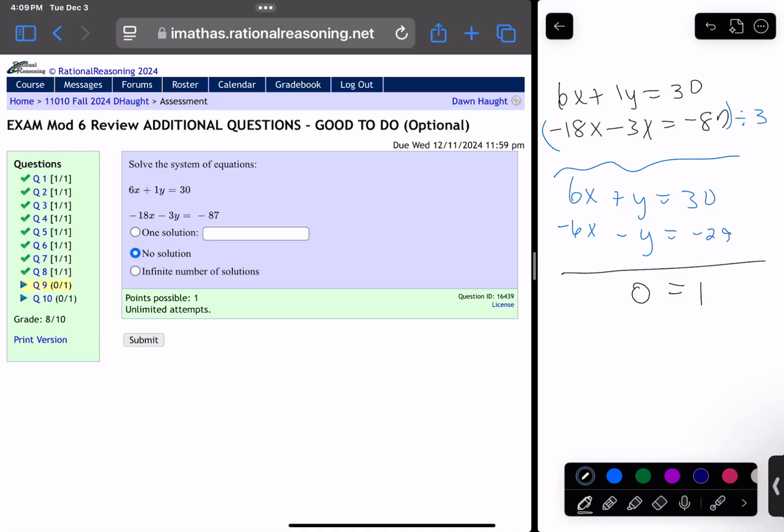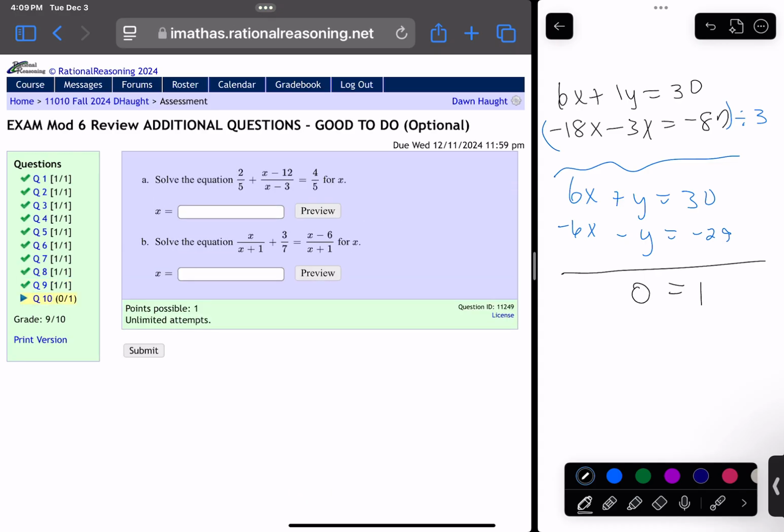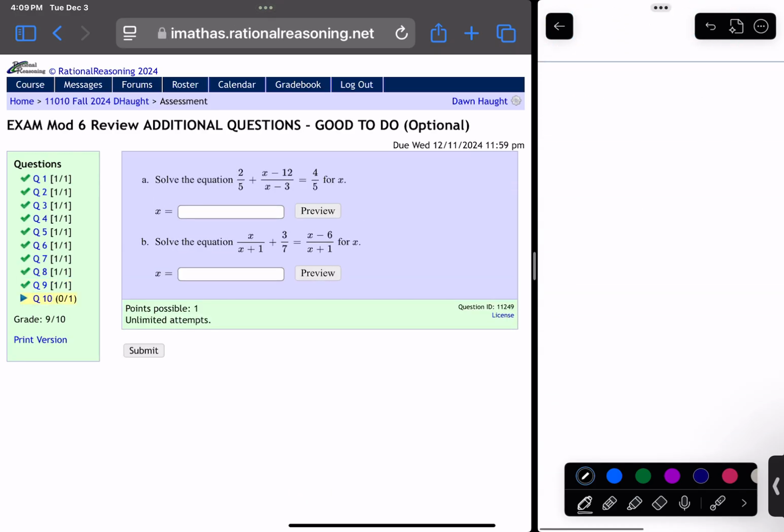They will never cross. To solve the systems of equations, you're looking for where the lines meet. They're not going to meet. And so there you go. Okay. And then our last problem is a rational equation we're going to solve. Let's start with our first one.